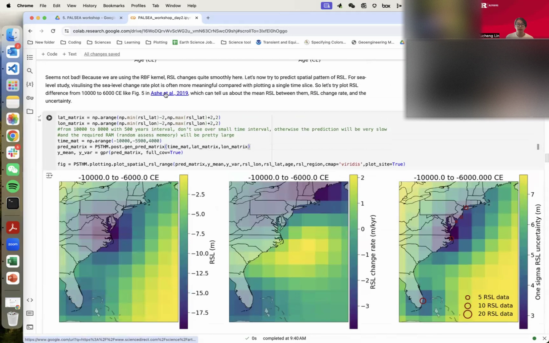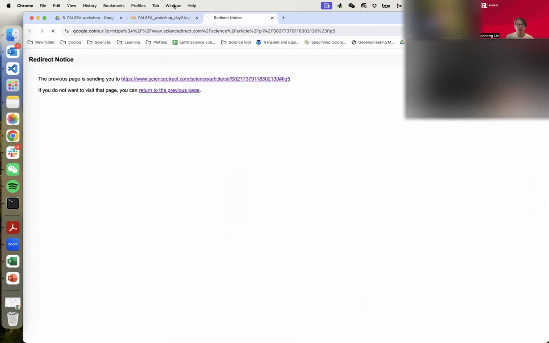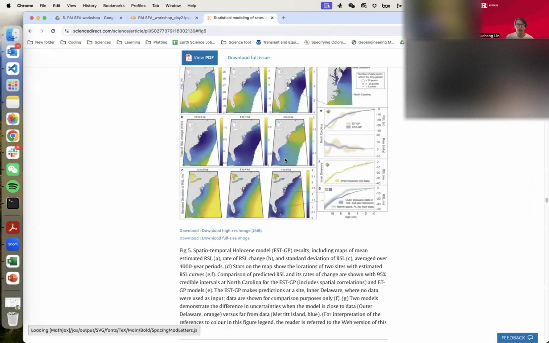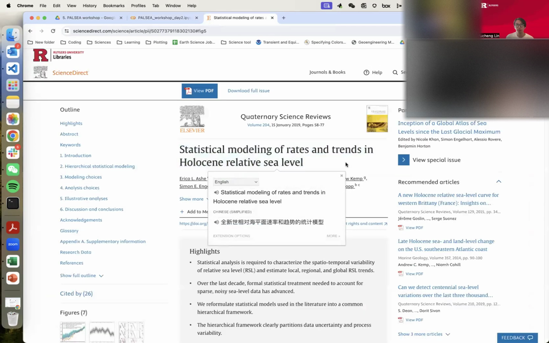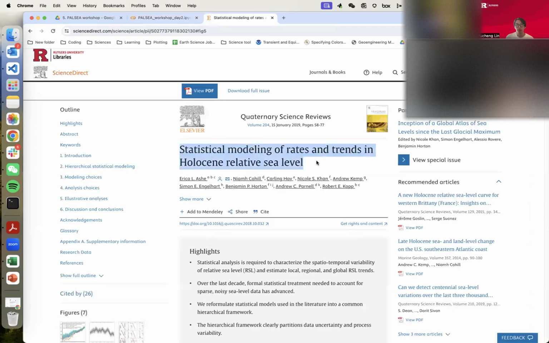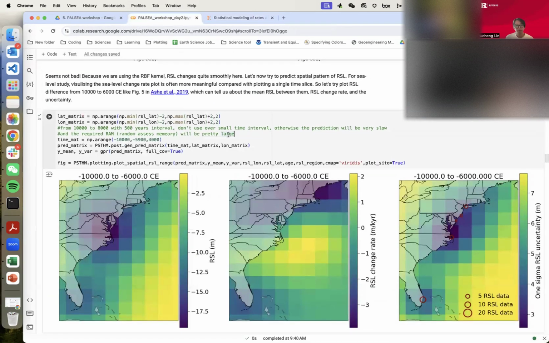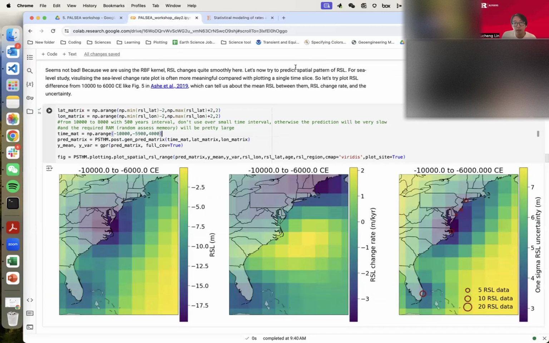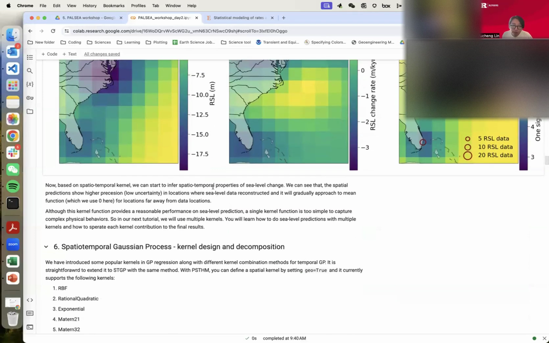So again, this kind of experiment is discussed quite a lot in Erica Ash's 2019 paper. If you haven't read this paper before, I strongly recommend it. You should read this paper written by Erica Ash, where she talked a lot about statistical modeling in Holocene sea level change. There are a lot of theories covered in that paper as well. Okay, so I hope that makes sense to you.